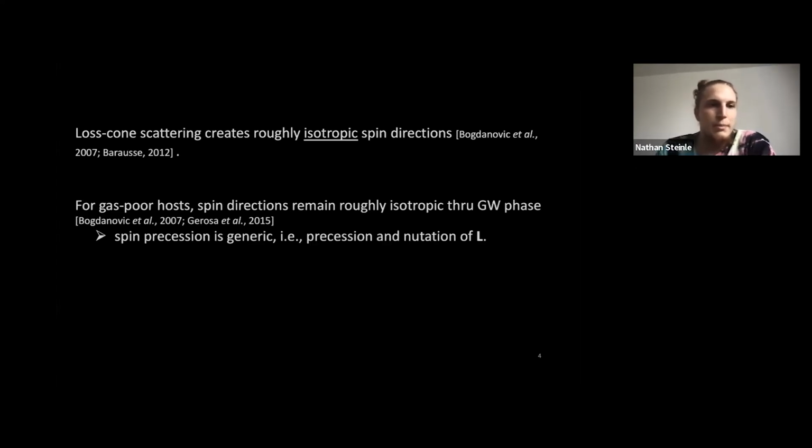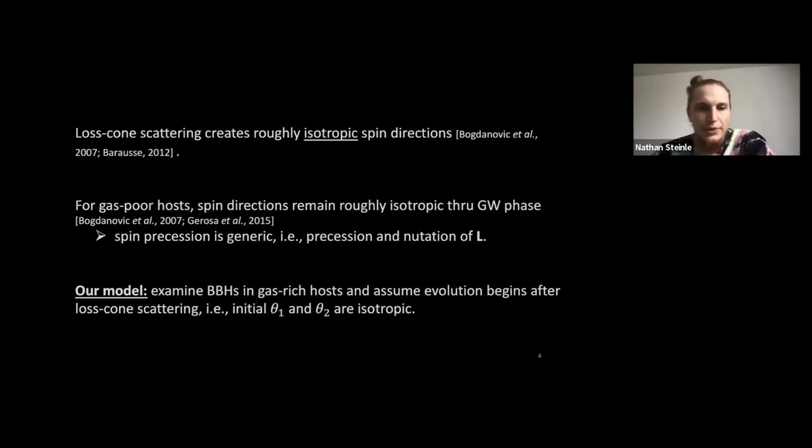Loss cone scattering of individual stars is known to create roughly isotropic spin directions, theoretically. So for binaries that evolve in gas-poor hosts, those isotropic spin directions will remain roughly isotropic through the gravitational wave phase, implying that the spin precession of binaries in gas-poor hosts will be generic, meaning that the orbital angular momentum L will precess and nutate. In our model, we're going to examine binaries that evolve in gas-rich hosts. And we're just going to assume for simplicity that the evolution begins after loss cone scattering, meaning that the initial angles are isotropic.